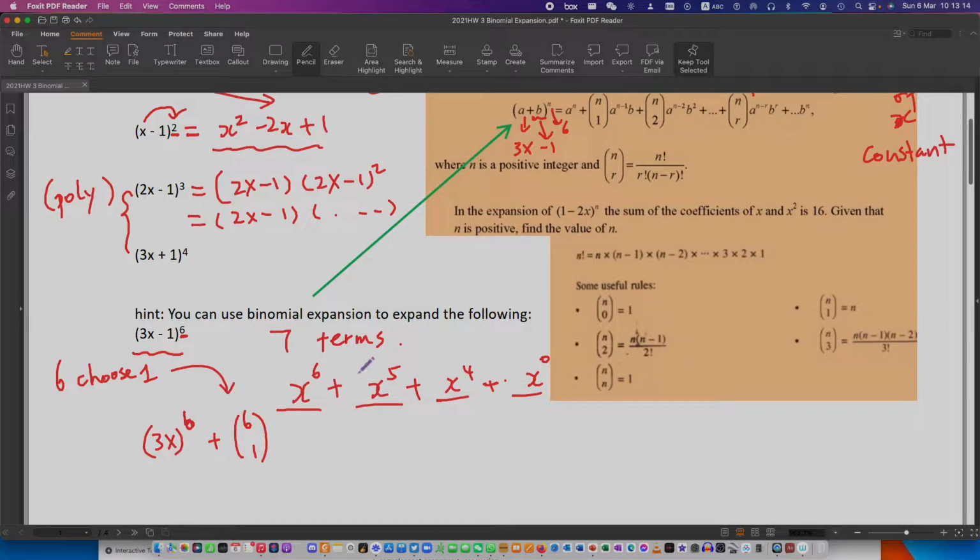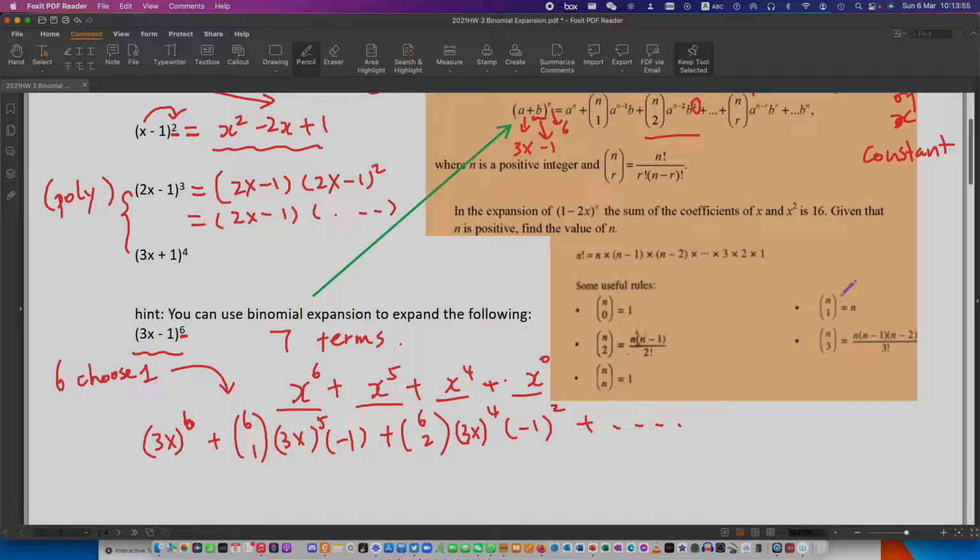Now is a again. So it's 3x to the power of n minus 1, so n minus 1 is 6 minus 1, so it's 5. And then b is minus 1 in this case. Then subsequently you have 6 choose 2. So you have a to the power n minus 2, so it's 4 here, and this is 3x, and this is minus 1, so you have the power 2 here. Then dot dot dot.